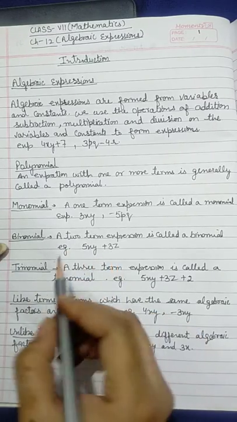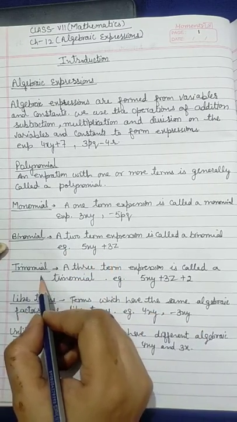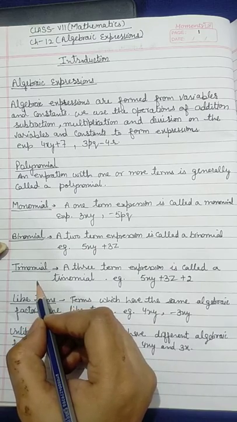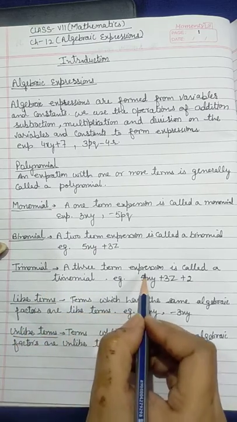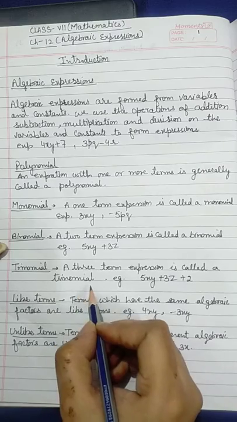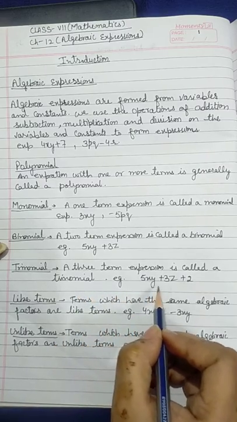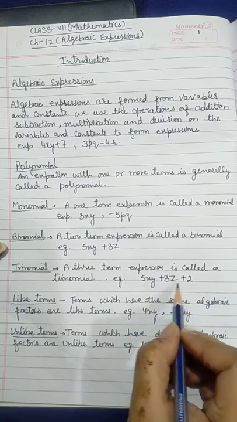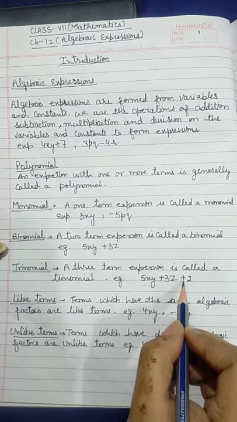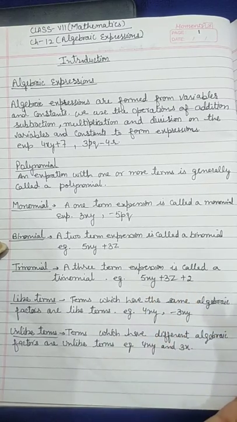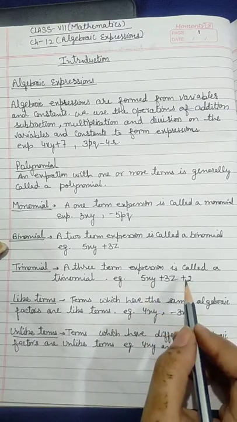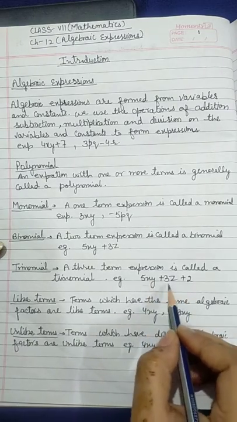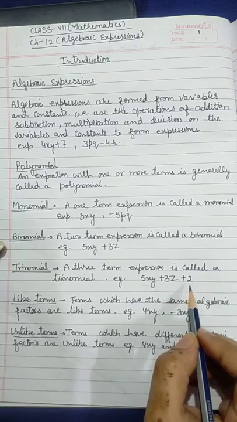Then we'll move to the trinomial. A three term expression is called a trinomial. Example, 5xy plus 3z plus 2. Fine. You can see there are three terms in this, and they are in addition form. They can be in subtraction form also, and they are different. So they are 3 in number, and these are forming a trinomial.